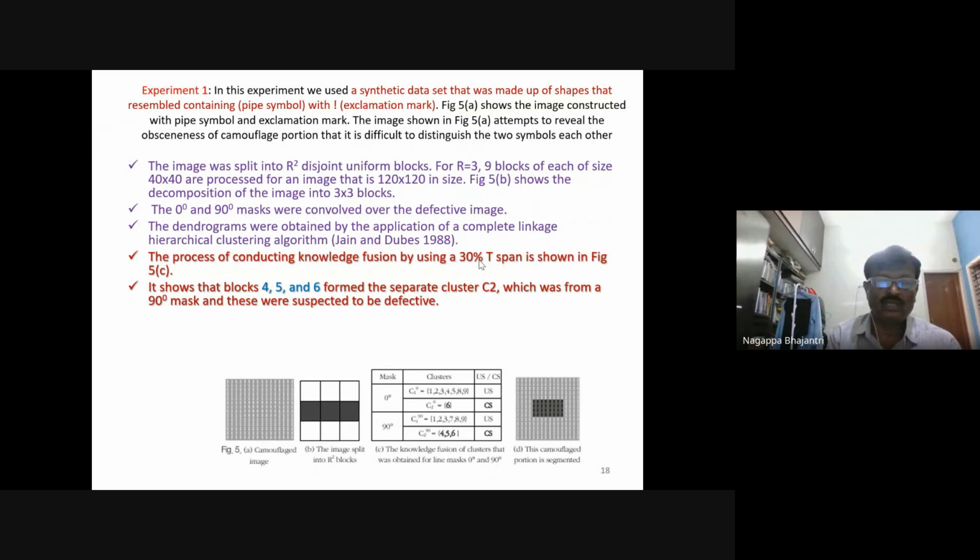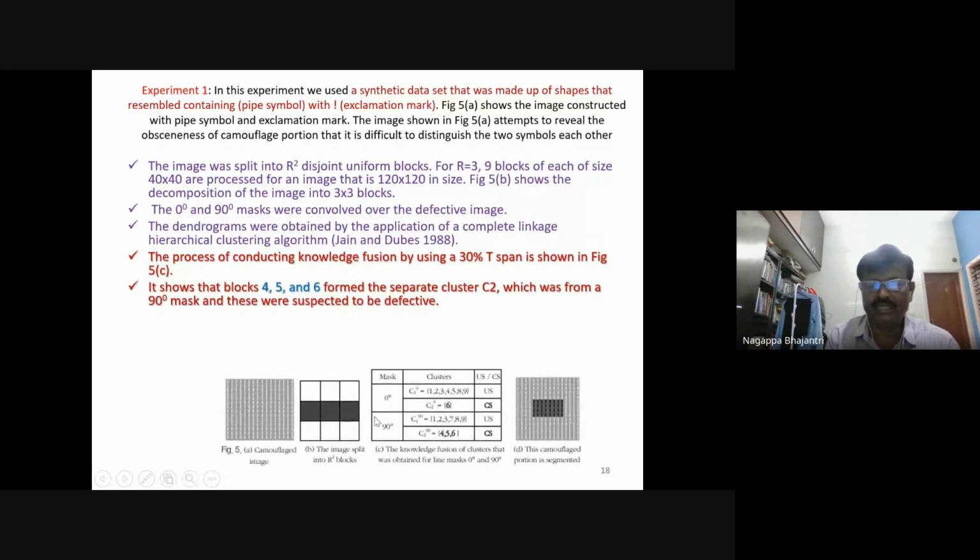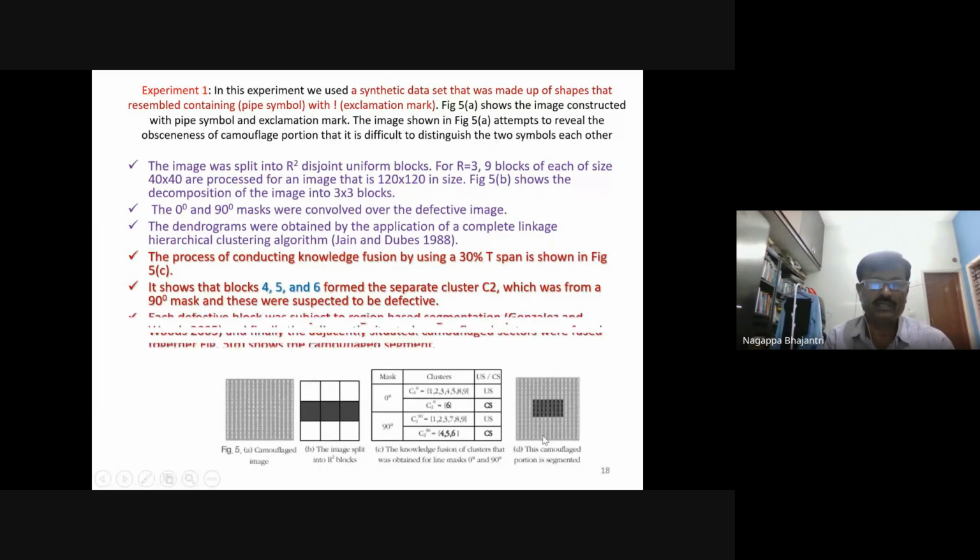And as I told, block numbers 4, 5, 6 form a separate cluster, that is C2, which is formed at 90 degree, and these are suspected to be defective. By observing this, geometrical shapes, we have a line at 90 degree, so we exercise that 90 degree, and then we are able to find the results, which show the clarity here. The foreground and background we are able to discriminate compared to the original image. So that technique has helped here.